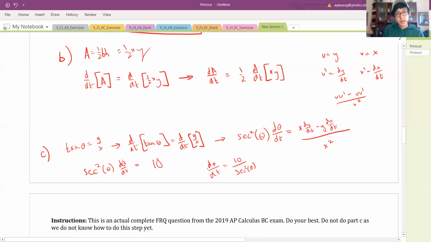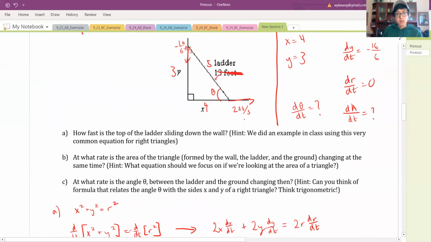Oh, cool. Wait a second. I still don't have an answer, right? Because I still have the secant squared of theta. What do I need to solve this? I need to find what theta is equal to, so I need to find this angle. Remember, this is why with related rates problems you can't always predict everything. It turns out we still have to solve for something. So we need to find what theta is equal to. How do we do this?